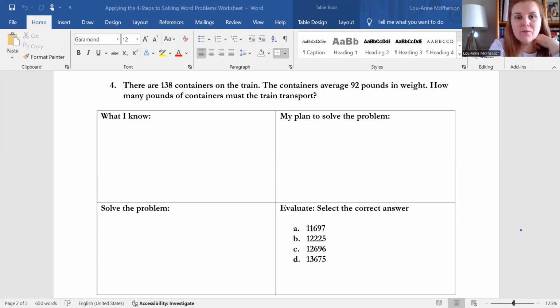In this case, we've got 138 and 92. Those are whole numbers. You notice that there are no decimals, there's no fractions, there's no indication of percents, no rates, nothing along that line. So you're dealing with whole numbers.